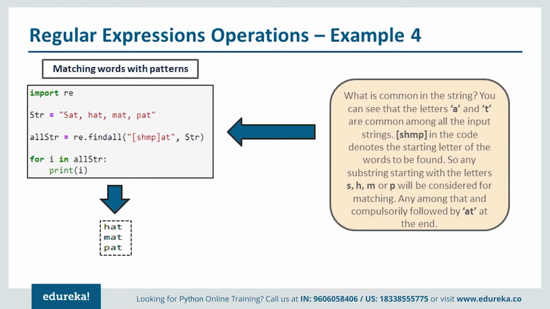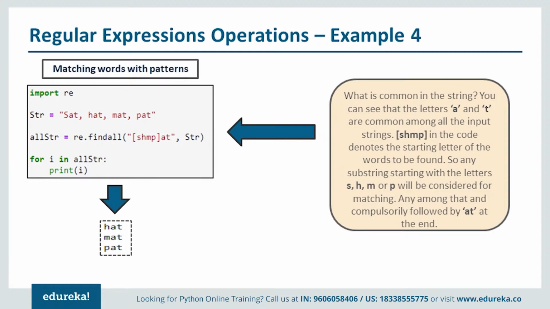Now the second one, in this one we are just trying to do the matching of words with patterns, because in the previous ones we just gave the complete string. But if at any moment I don't want to go with one hard-coded string, I want to go with multiple strings and dynamic strings, that is where matching words comes into the picture. Now here we have a string which has sat, hat, mat and pat. In this case we have common letters, like the a, which is common there.